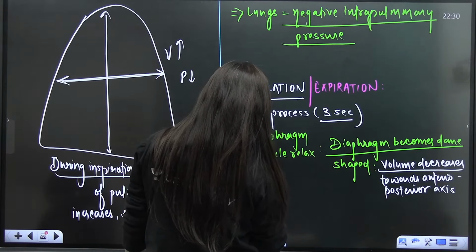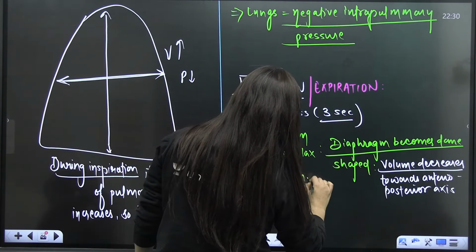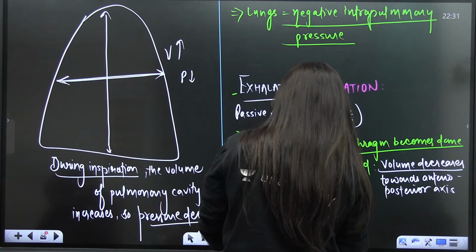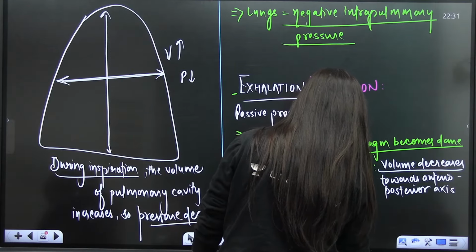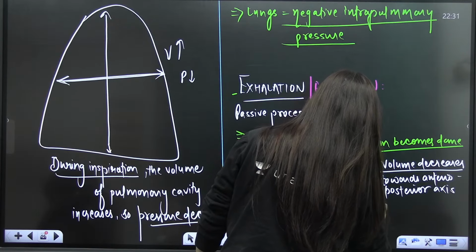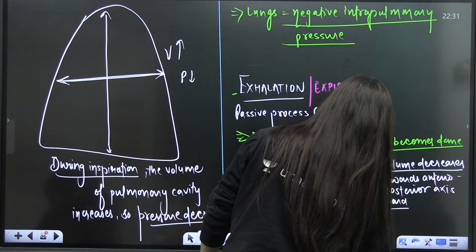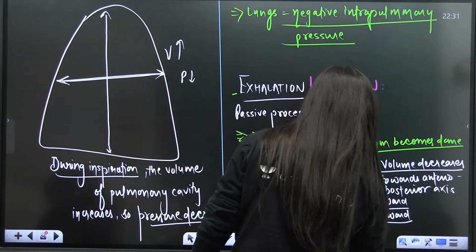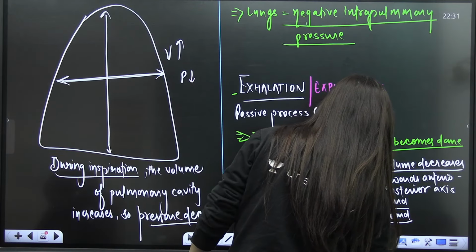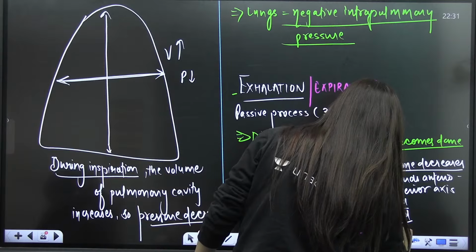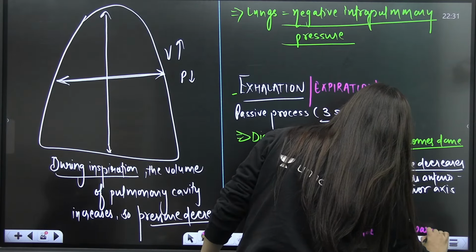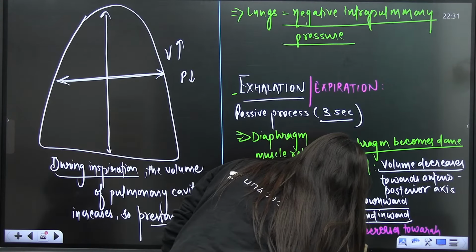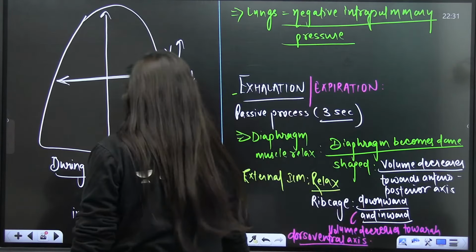Number one, your external intercostal muscles will also relax. So what will happen to the rib cage? Downward and inward. That will be the rib cage movement, and due to which, students, the volume decreases towards the dorso-ventral axis. Understood?